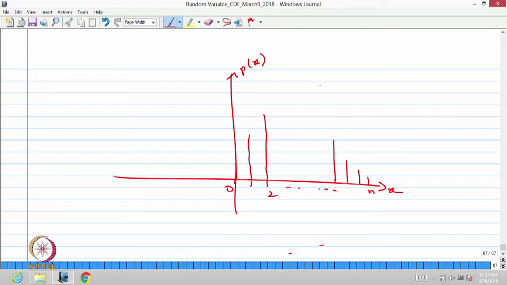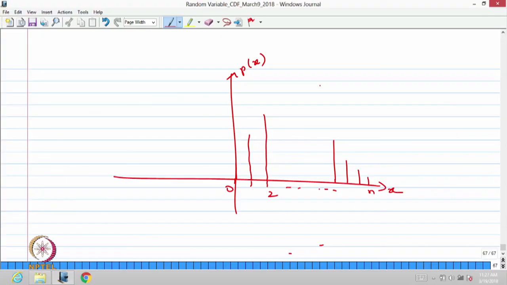If p is equal to 1 by 2, then you will have a symmetric increase and decrease over 0 to n. And for n even, you will have 2 heights. For n odd, you will have only 1 height. That is the way the values keep increasing, then decrease. I have just drawn one diagram of the probability mass function for some n and some p.